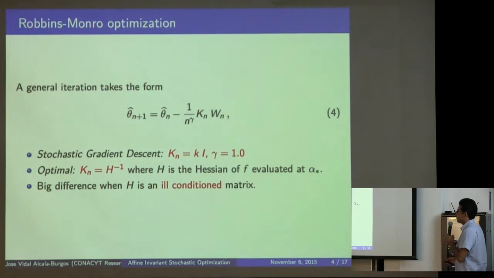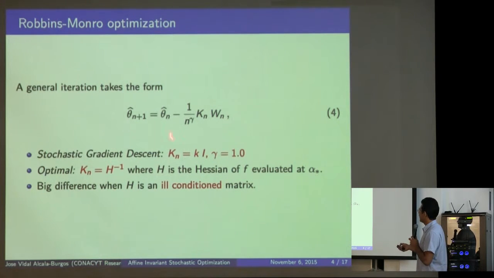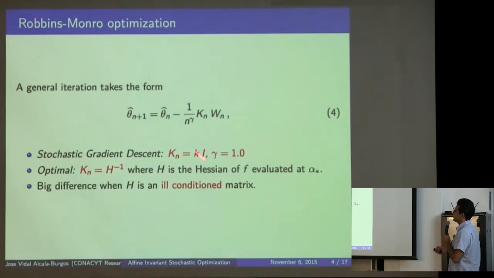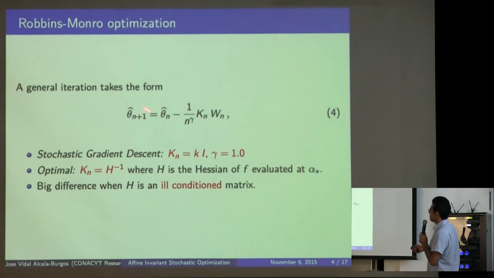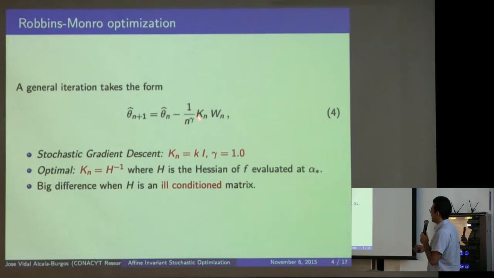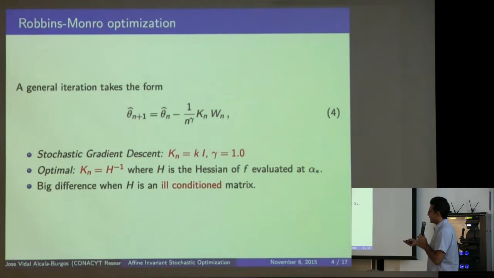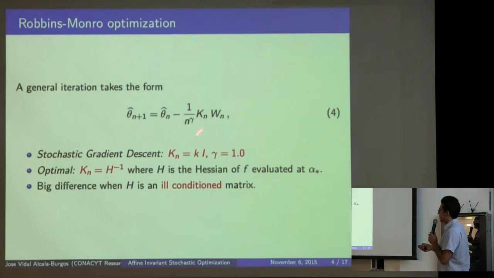Anyway, what do we do once we have an estimate of the gradient? Well, the plain optimization is just the Robbins-Monro type of optimization, which is the following. We have our previous estimate of the parameters, and our new estimate is the previous estimate minus a constant over n to the power gamma, where n is the number of steps so far, and a matrix Kn multiplied by the gradient estimate. The usual method is to take the simplest K, which is a multiple K of the identity matrix, and take the power gamma to be 1. That's the usual stochastic gradient descent.